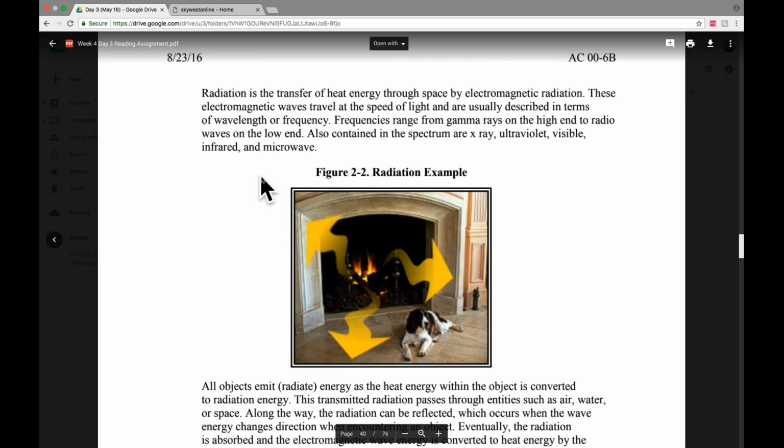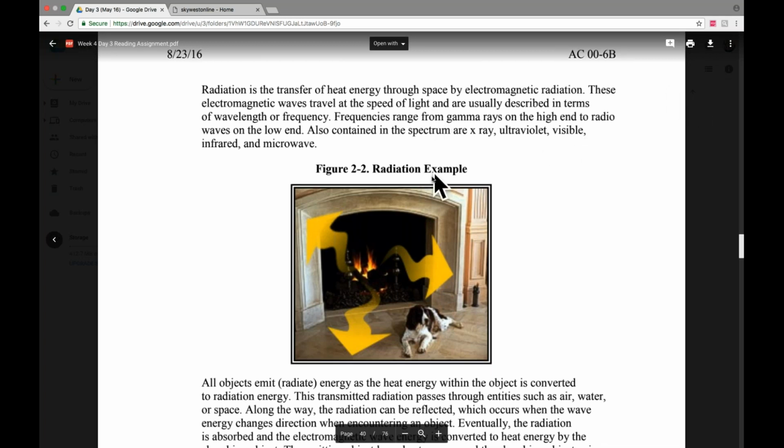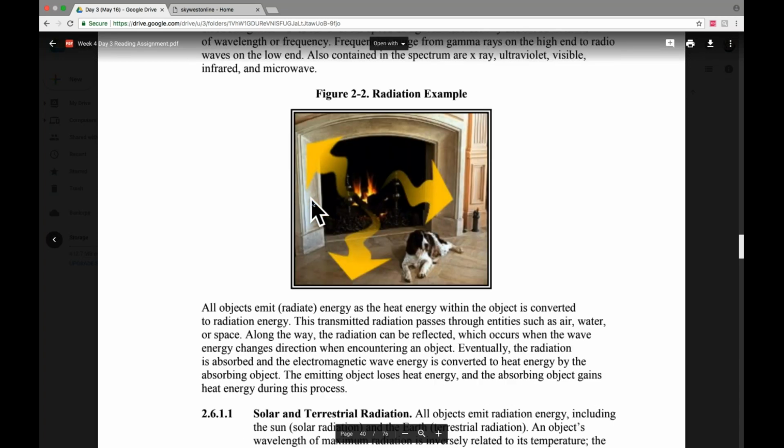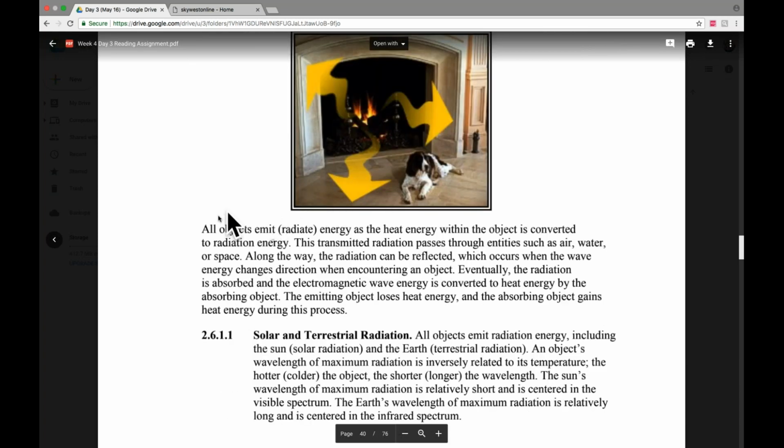Radiation is the transfer of heat energy through space by electromagnetic radiation. These waves travel at the speed of light and are usually described in terms of wavelength or frequency. So these are your different types: X-ray, ultraviolet, visible, infrared, and microwave. So we all emit energy, as the heat energy within the object is converted to radiation energy. This transmitted radiation passes through entities such as air, water, or space. Along the way the radiation can be reflected, which occurs when the wave energy changes direction with the encountered object.